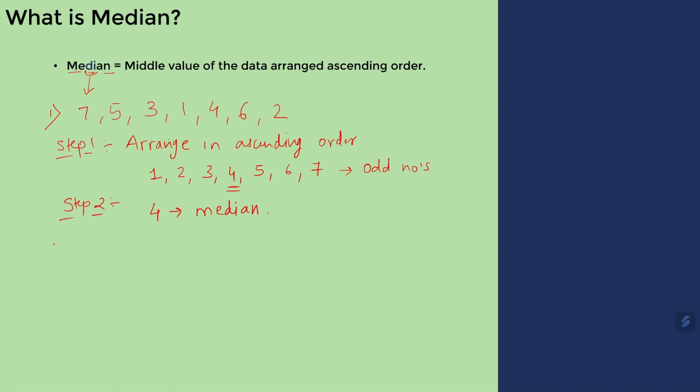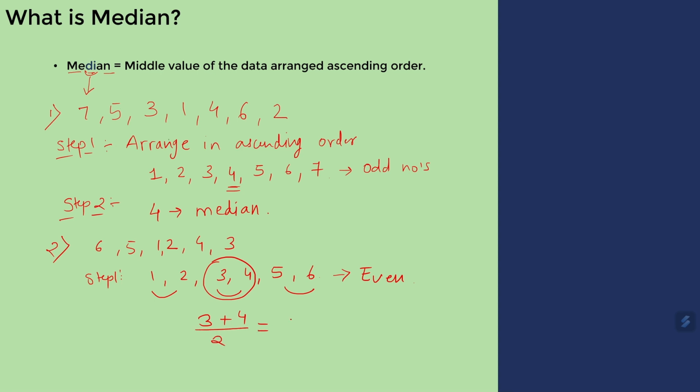But what if the series is even, like 6, 5, 1, 2, 4 and 3? The same thing. Step 1, arrange in ascending order: 1, 2, 3, 4, 5 and 6. Now in an even series the middle will be 2 values, so in this case we have 3 and 4. We select this 3 and add 4 to it, and divide by 2 as we have the even series. So this is going to be 7 divided by 2, which is 3.5. So in the case of an even series, our median will be 3.5.